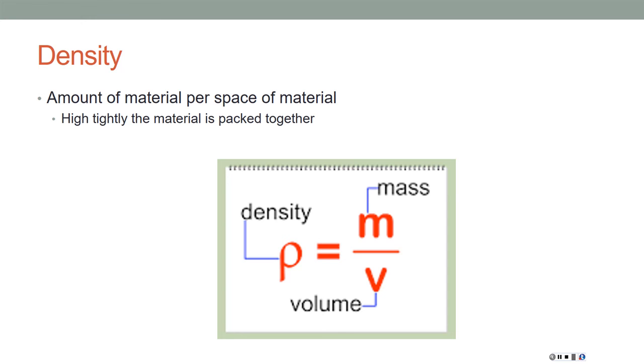Assuming you didn't just copy it off your neighbor. I wouldn't know. Not that you would do that.